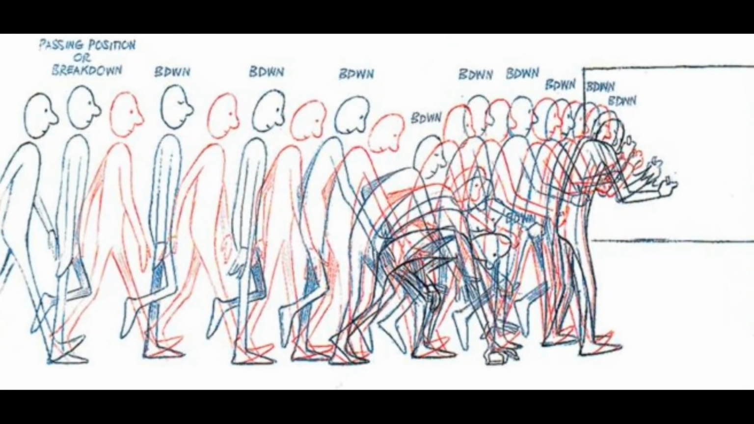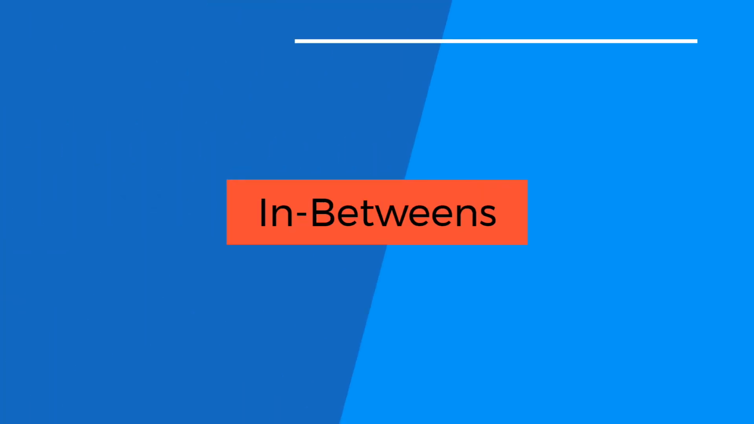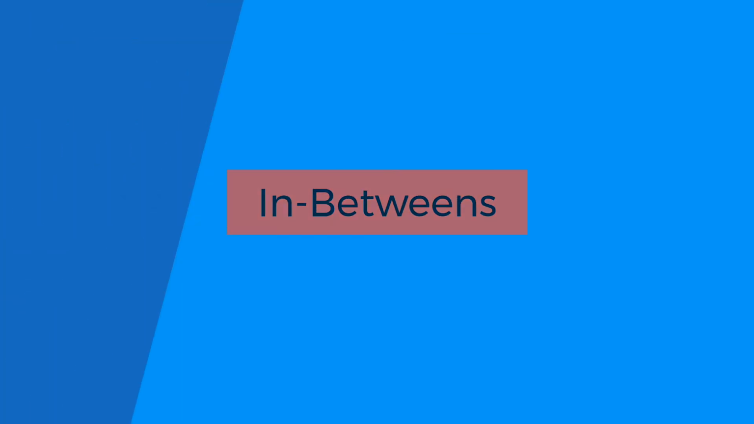Breakdowns come between keys and define what the motion from key to key will be. In betweens are all the frames that come in between to smooth out the motion. In 3D, in betweens are all the frames that the computer interprets or automatically generates to move the character from key to key.